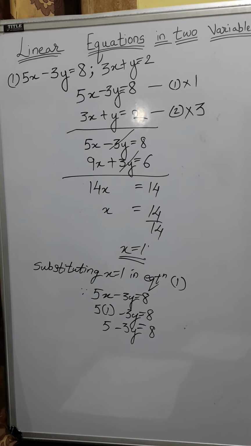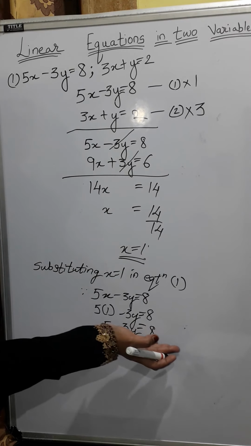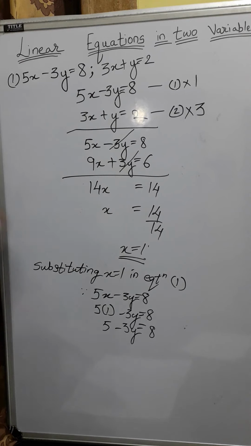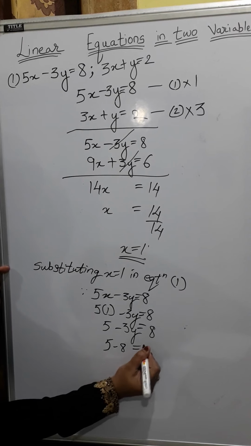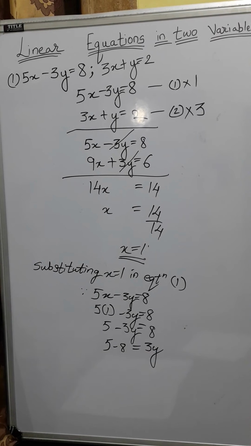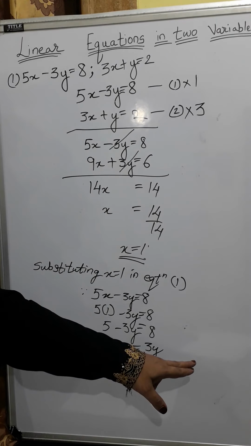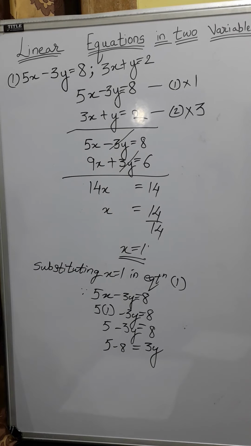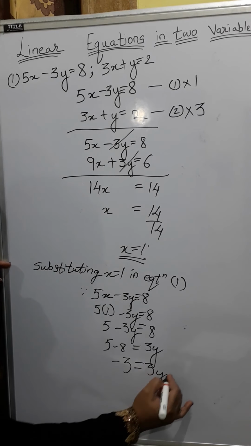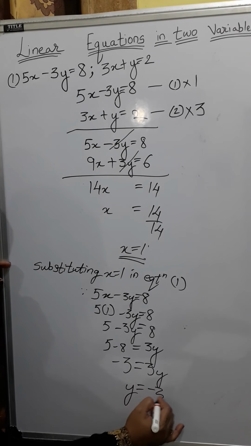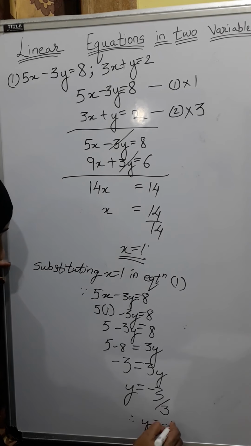Now what you have to do is take 3y to the other side of the equation, so that 8 comes to this side. We have to take the constant term to one side and the variable to the other side. Since minus 3y was negative, on going to the other side of the equation it becomes positive. Now what is 5 minus 8? That is minus 3. This is 3y. So y is equal to minus 3 by 3. Therefore the value of y we have got here is minus 1.